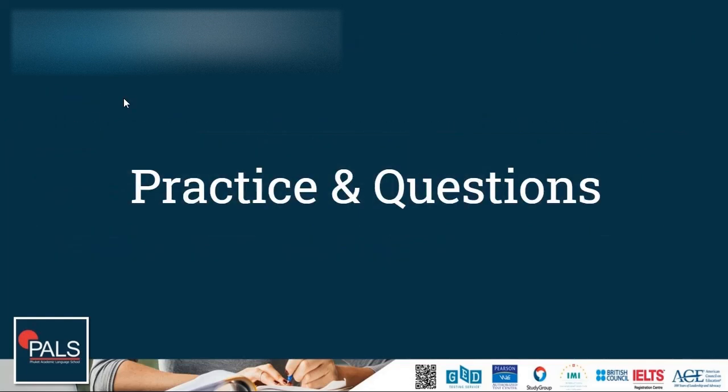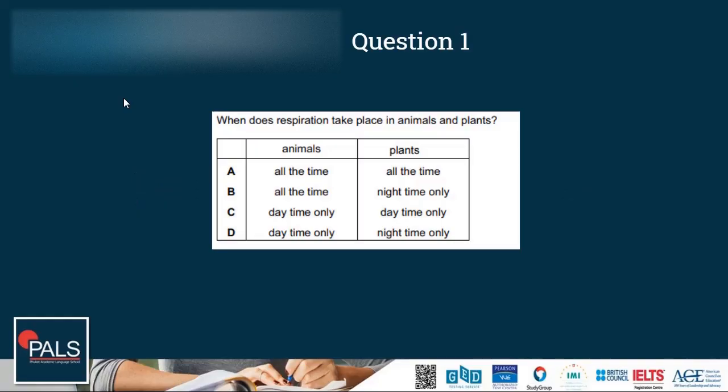Okay, it's time for some practice and questions. Question 1. When does respiration take place in animals and plants? A. All the time in animals, all the time in plants. B. All the time in animals, nighttime only in plants. C. Daytime only in animals, daytime only in plants. Or D. Daytime only in animals, nighttime only in plants. I give you some seconds to think about this.